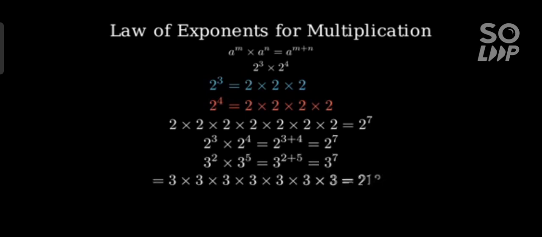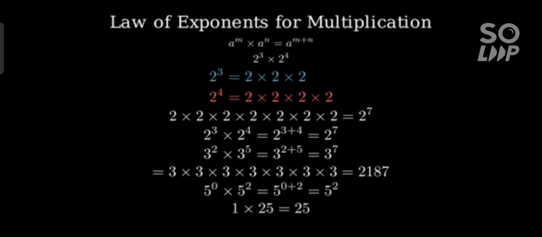Let's look at different scenarios. First, with positive exponents, 3 to the 2nd power times 3 to the 5th power equals 3 to the 7th power. When one of the exponents is 0, remember that any number to the 0 power equals 1. For example, 5 to the 0 times 5 squared equals 5 squared because 5 to the 0 equals 1.